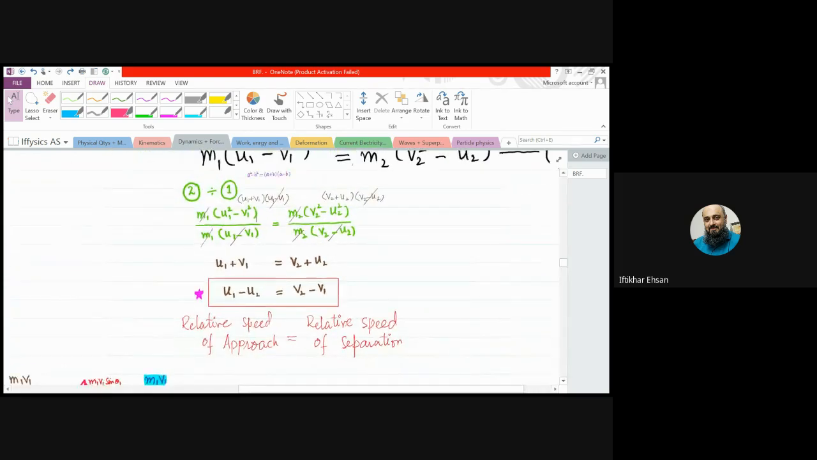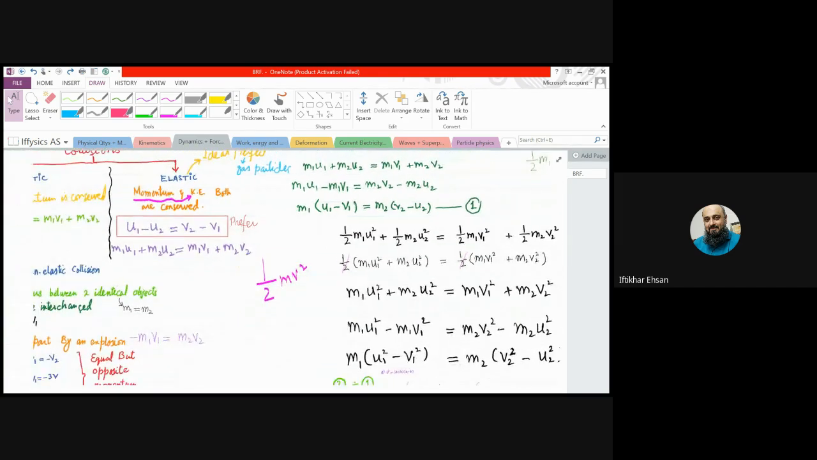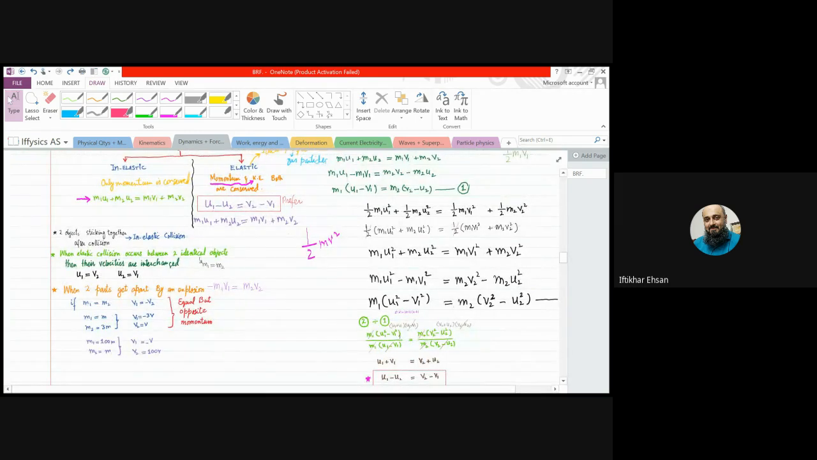So Hassan, what is the summary of this? Beta, whenever there is an elastic collision, we have to use these two formulas, and we have to prefer the first one. Ji Saroj, is it fine? Okay. Now, we are very close to finishing this chapter.